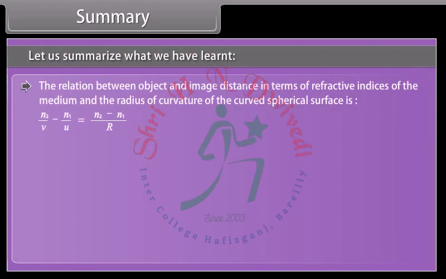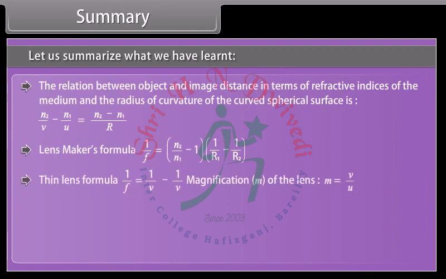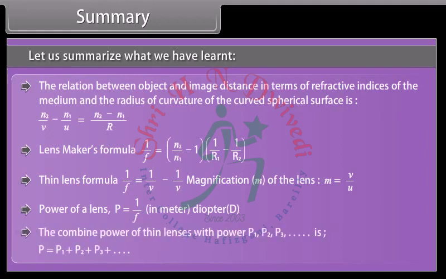The relation between object and image distance in terms of refractive indices of the medium and the radius of curvature of the curved spherical surface is n2 by v minus n1 by u is equal to (n2 minus n1) by r. Lensmaker's formula is this. Thin lens formula is this. Magnification m of the lens, m is equal to v upon u. Power of a lens, P is equal to 1 upon f in meters, unit diopter D. The combined power of thin lenses with power P1, P2, P3 is P is equal to P1 plus P2 plus P3 and so on.